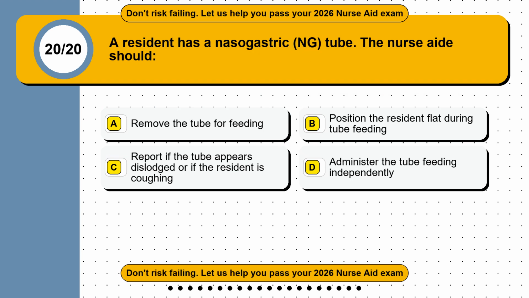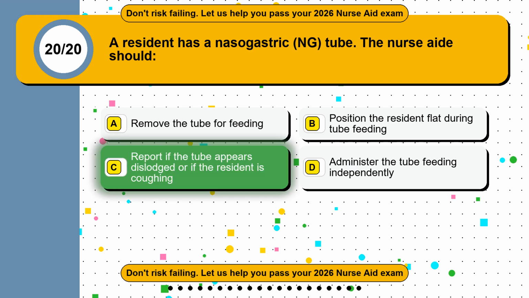Question 20. A resident has a nasogastric (NG) tube. The nurse aide should: Option A, remove the tube for feeding. Option B, position the resident flat during tube feeding. Option C, report if the tube appears dislodged or if the resident is coughing. Option D, administer the tube feeding independently. The correct answer is option C, report if the tube appears dislodged or if the resident is coughing.